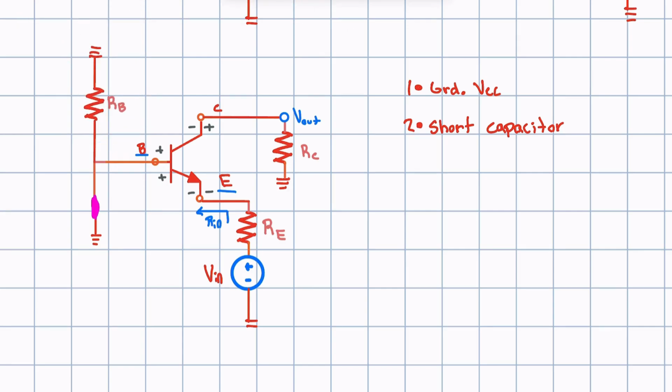Let's move RB down too. We'll move it down here. Nothing at this point, after we shorted the capacitors, nothing I've done has changed this circuit conceptually. Rather, we just moved the resistors down without changing the circuit at all.